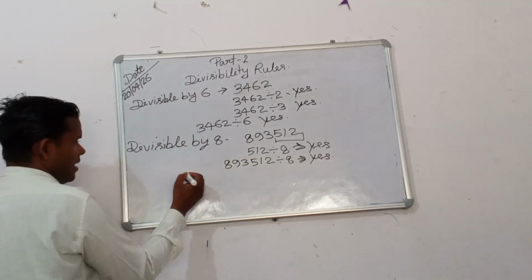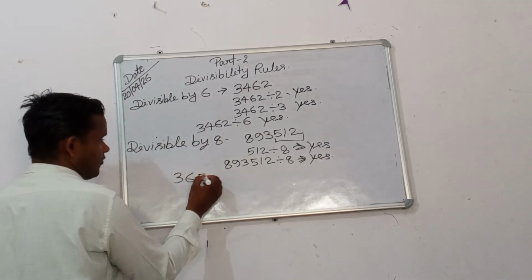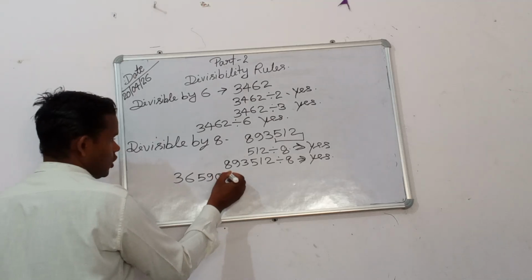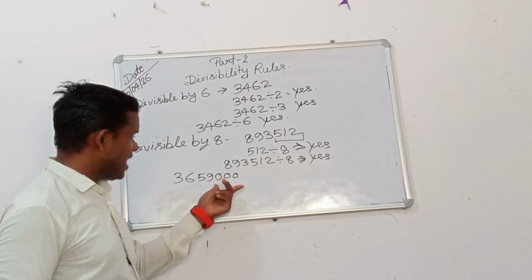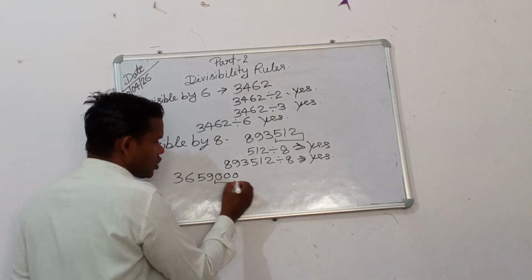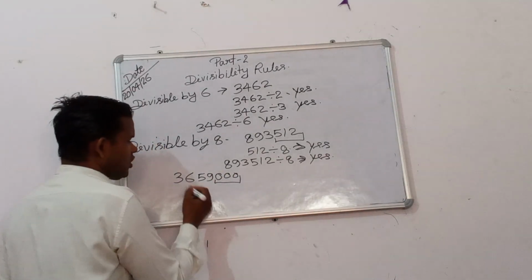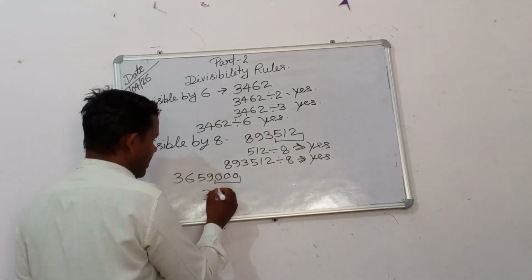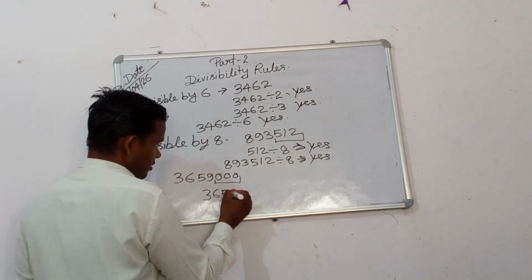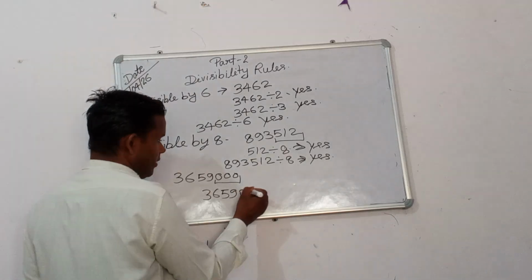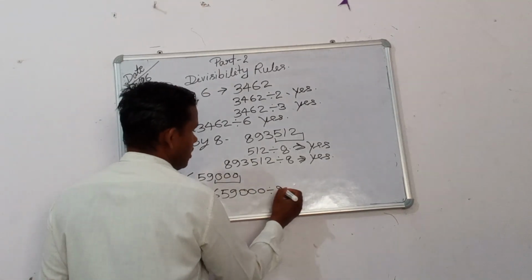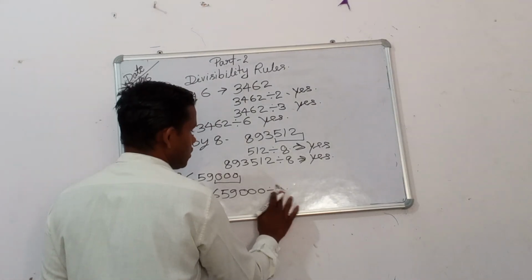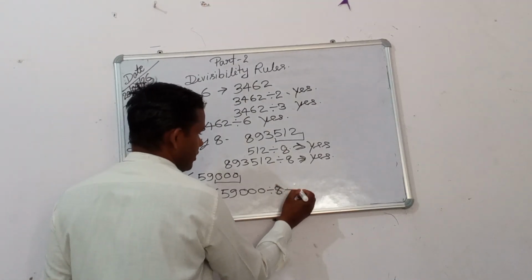We take another example, 365900. Here observe the last three digits are 900. Wait, the last three digits are 000. That means the given number is completely divisible by 8. So we say that the given number is completely divisible by 8.